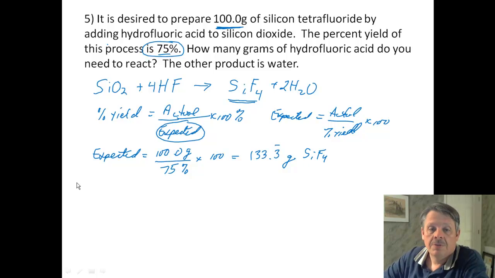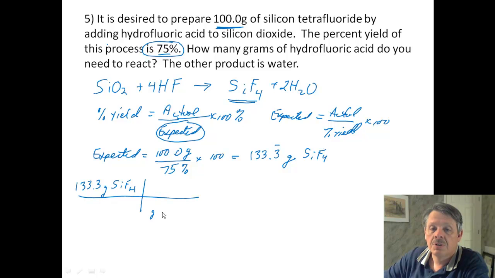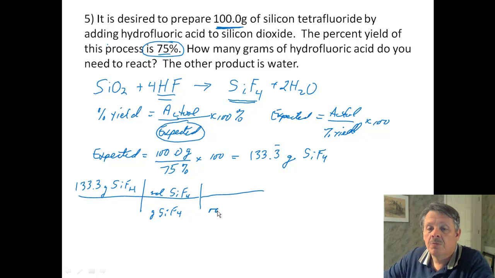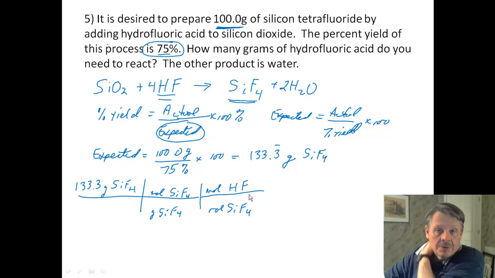So let's go and figure that out. We have 133.3 grams of silicon tetrafluoride, which is what we're trying to produce. Well, we have to get rid of grams of silicon tetrafluoride and go to moles of silicon tetrafluoride. Now, what are we trying to find out here? It says how many grams of hydrofluoric acid do we need to react? So we have to work our way back to hydrofluoric acid from where we are. So we have to get rid of moles of silicon tetrafluoride and go to moles of hydrofluoric acid. And then we have to go from moles of hydrofluoric acid to grams of hydrofluoric acid.